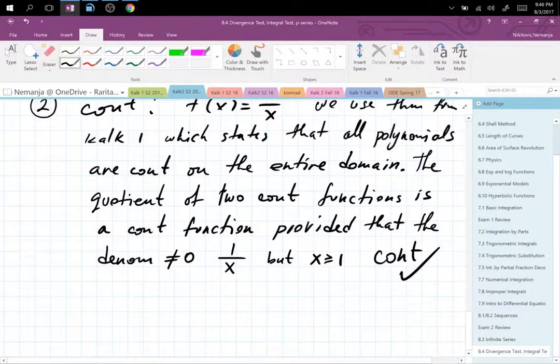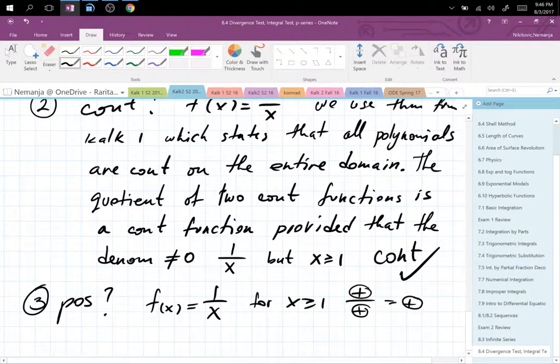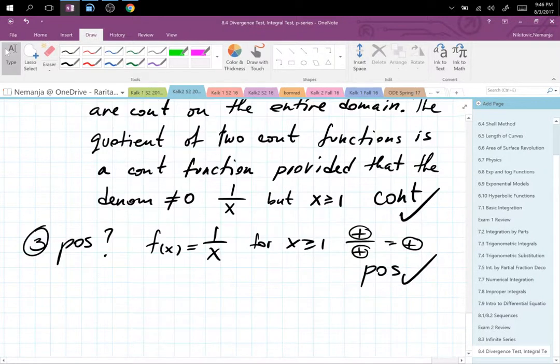The only thing that is left is positive. That's number 3. Is it positive? Of course it's positive, because we have f of x equals 1 over x. For x bigger than 1, you have positive divided by positive, which is positive. So we have the positive also checked out. Yeah, we can do the problem now, because we proved all three conditions.